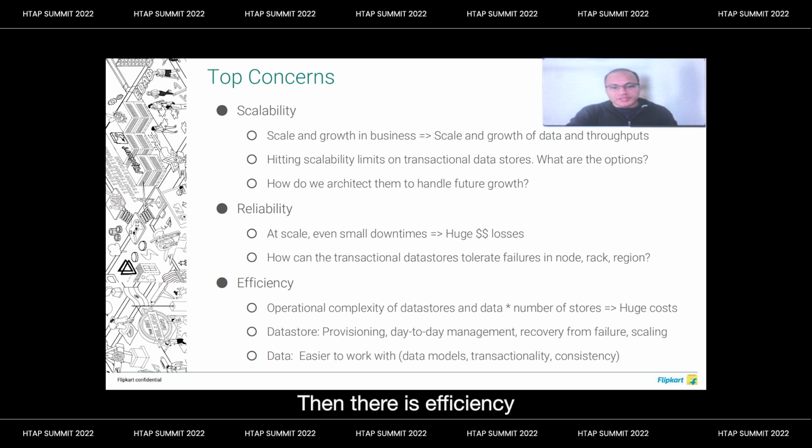Then there is efficiency. Just because of the sheer number of data stores or database clusters that we are running, every little bit of efficiency counts. The obvious part of efficiency is that if we are running on the right number of machines, the right number of cores, that's one aspect, right? The day-to-day maintenance of the data stores, the provisioning of the data store, how quickly we can recover from day-to-day failures, all of that matters.